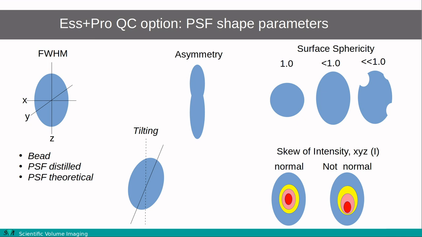We give you a level of symmetry of the point spread function, the sphericity of the surface. So in case you have a perfect sphere, which is never the case, you will have a value of 1, but the PSF is already a bit more elliptical, so it will have a value lower than 1, and if you have some irregularities in the surface, that will be an even lower number. Then we also monitor the point spread function for any tilting, and if there is a skew of intensities from the center offset.